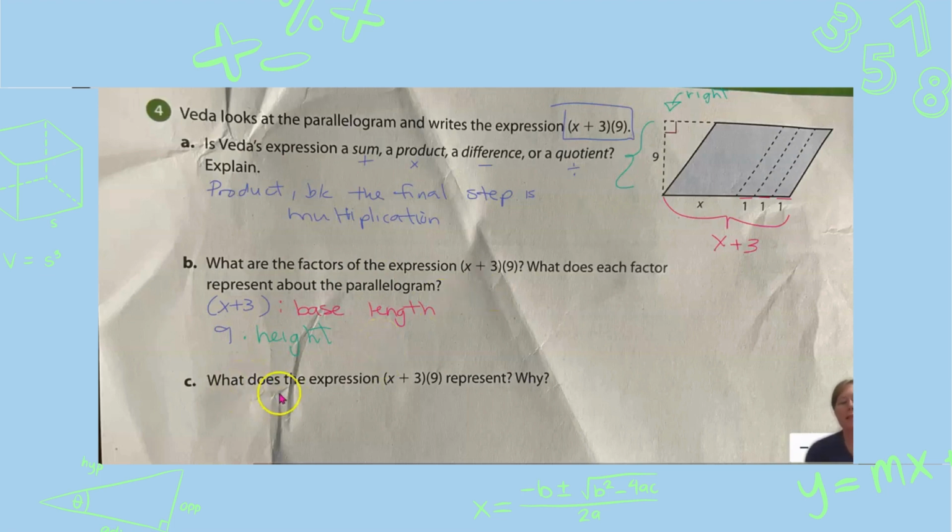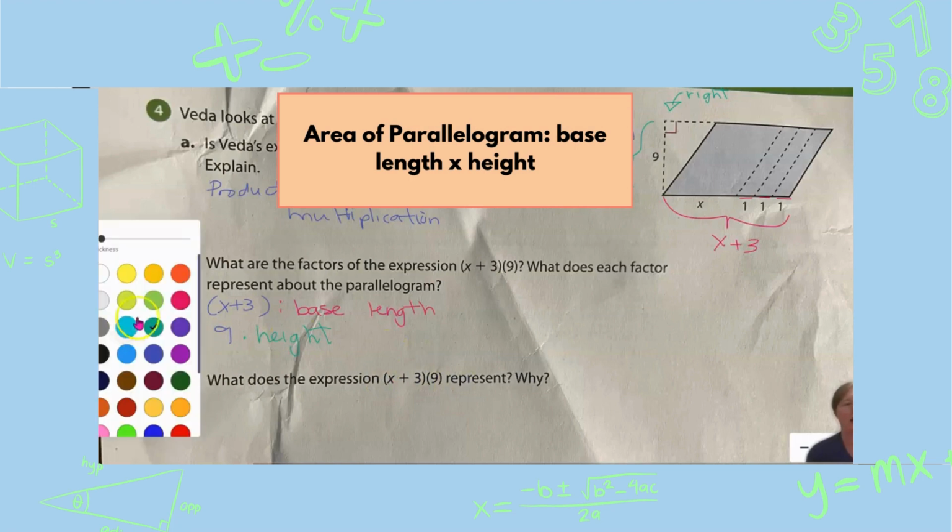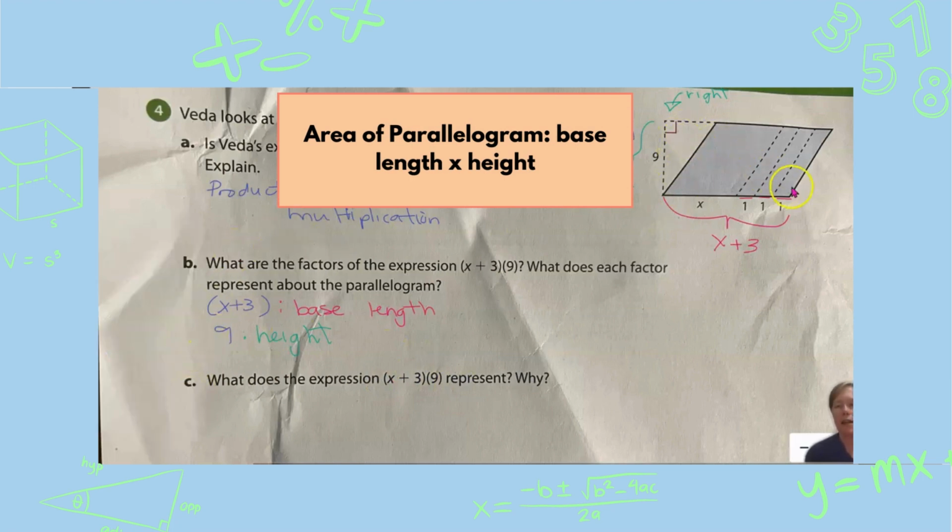Okay, so then finally, what does the expression x plus 3 times 9 represent and why? So quick review, to find the area of a parallelogram, we would take the base times the height. So the area of a parallelogram is the base times the height. And so we have on this picture the base of 9 times the height of x plus 3. So this expression represents the area of this parallelogram. So area of a parallelogram is base by height. So x plus 3 times 9 is the area of this parallelogram.